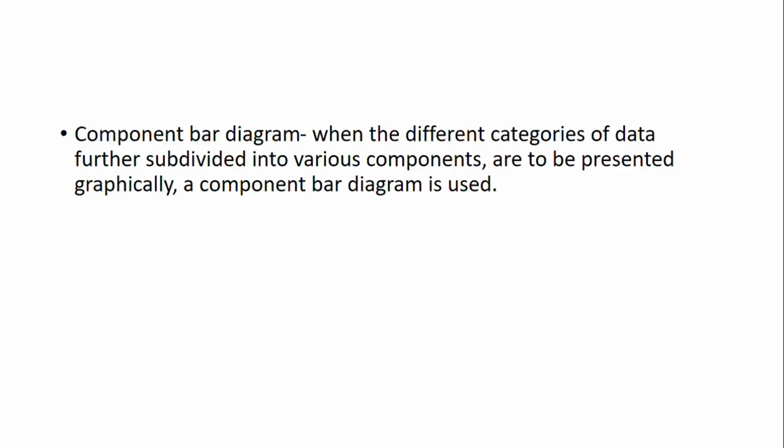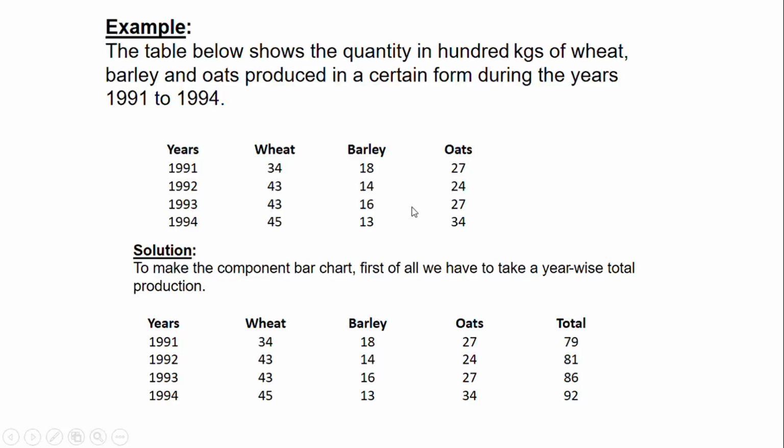Second is the component bar diagram. When the different categories of data are further subdivided into various components to be presented graphically, a component bar diagram is used. For example, there are 4 years, 91, 92, 93, and so on, with wheat, barley and oats. In 91, wheat 34, barley 18, oats 27, so the total is 79. For 92 the total is 81, 86, and in 94 it was 92.